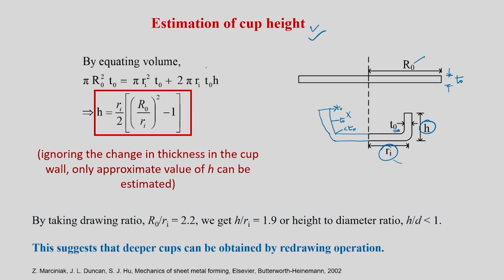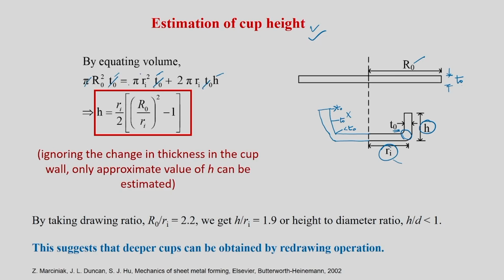What I can do is equate the volumes in both stages, initial and intermediate. So pi R0 square T0 would be equal to pi Ri square T0 plus 2 pi Ri T0 h. I am going to neglect the change in the corner; the corner is not considered here. So it is going to be a straight wall connected to the cup bottom. This term is for the cup bottom, and this is for the side cup wall. From this you can see that T0 will go off because we are going to consider it the same.